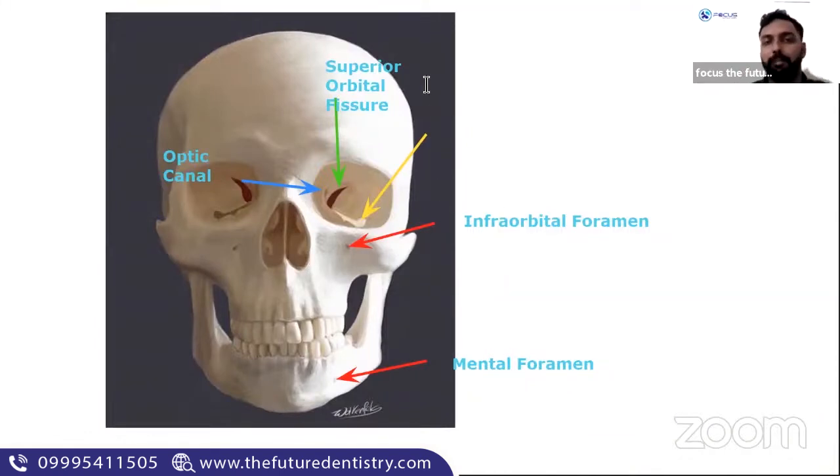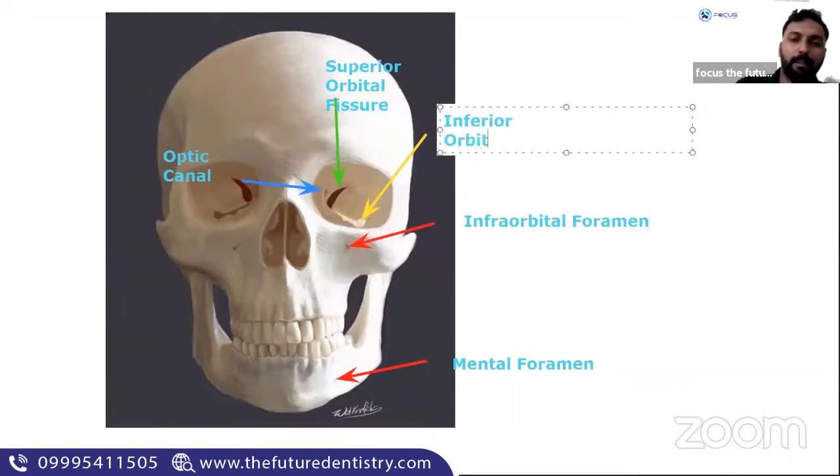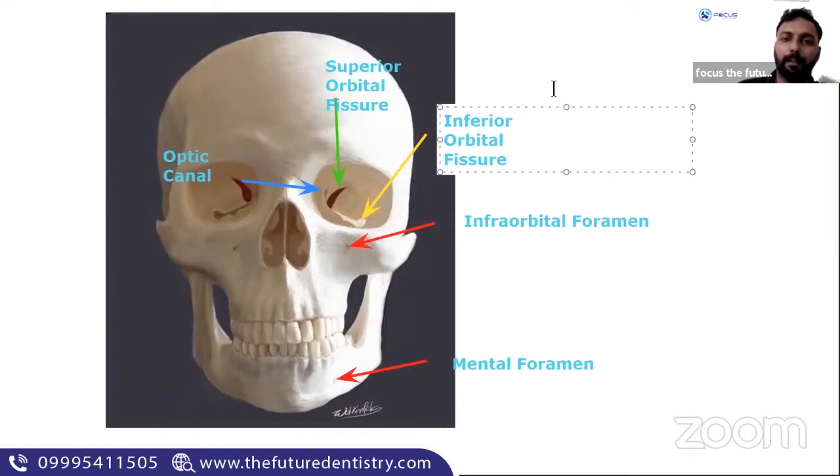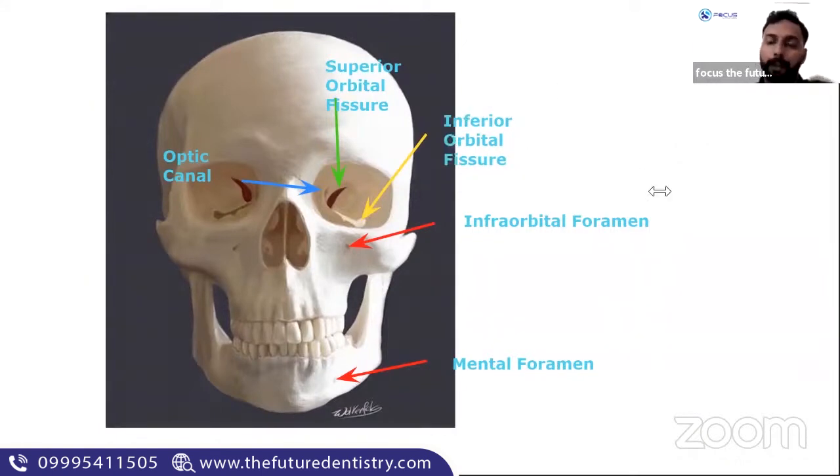Okay, and now the only one left is the yellow colored arrow. What is it? Inferior orbital fissure. Inferior orbital fissure is another fissure which is there in the skull, and through which the maxillary nerve and maxillary blood vessels pass. Then zygomatic nerve, infraorbital blood vessels, all those structures pass through the inferior orbital fissure.